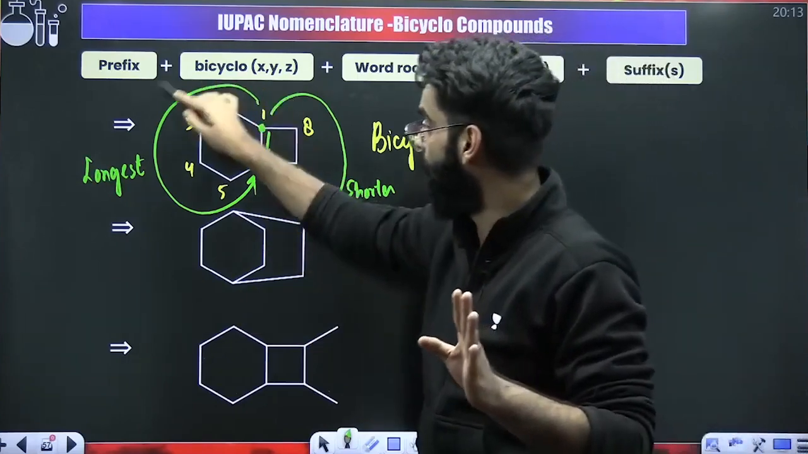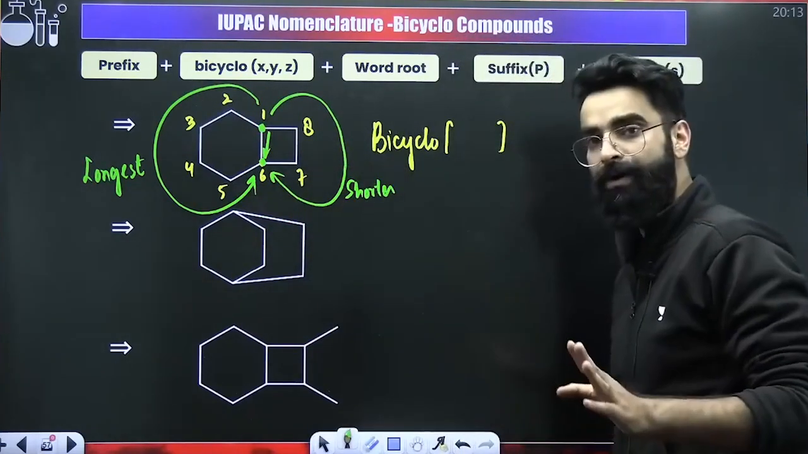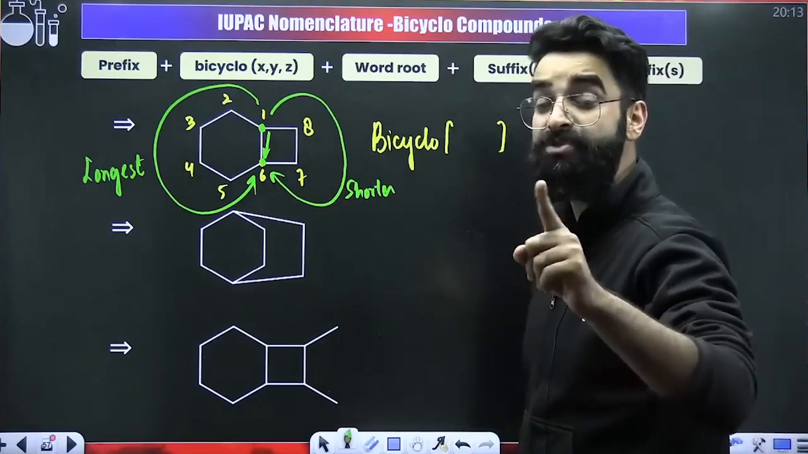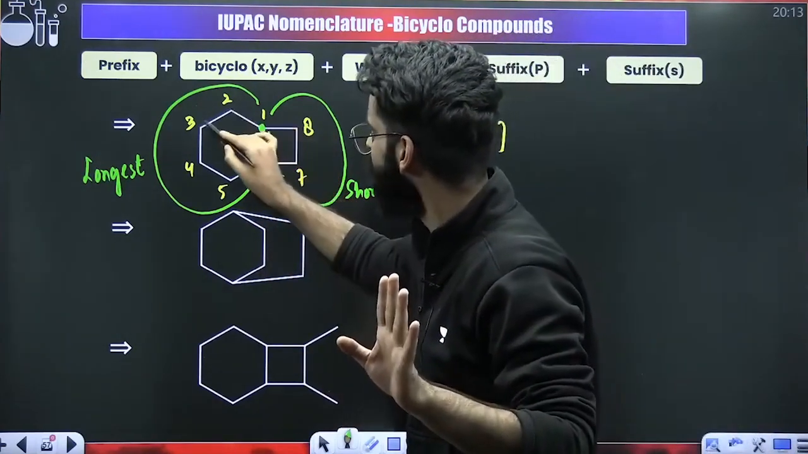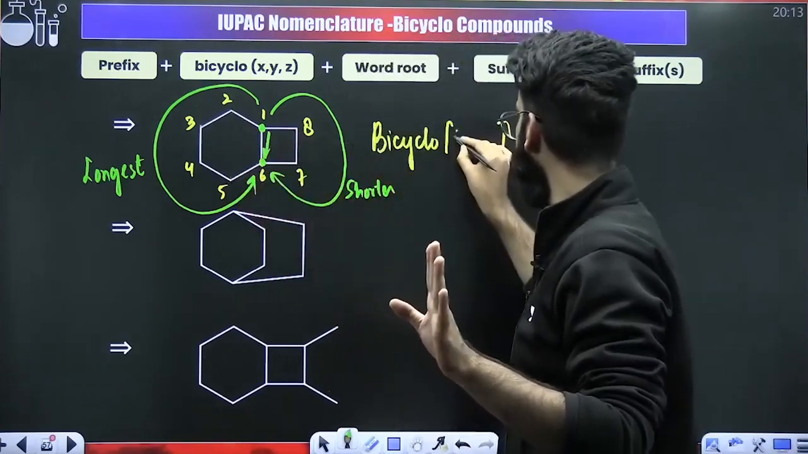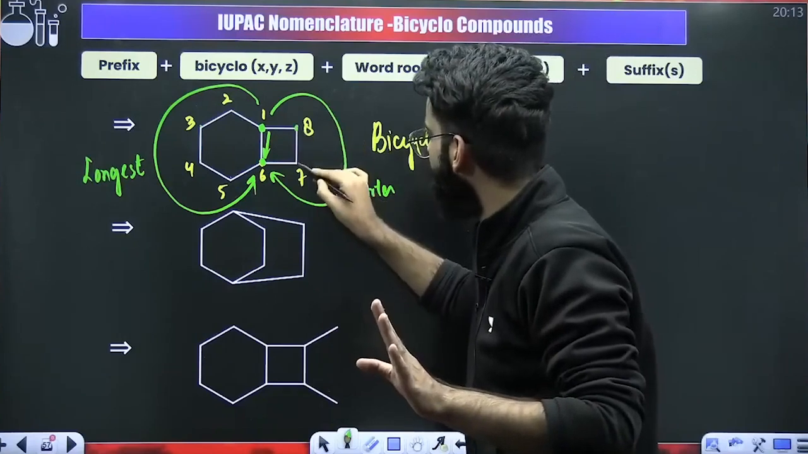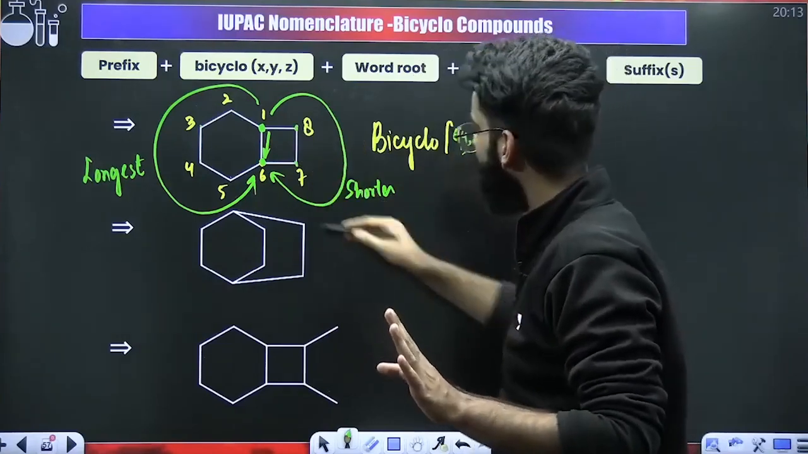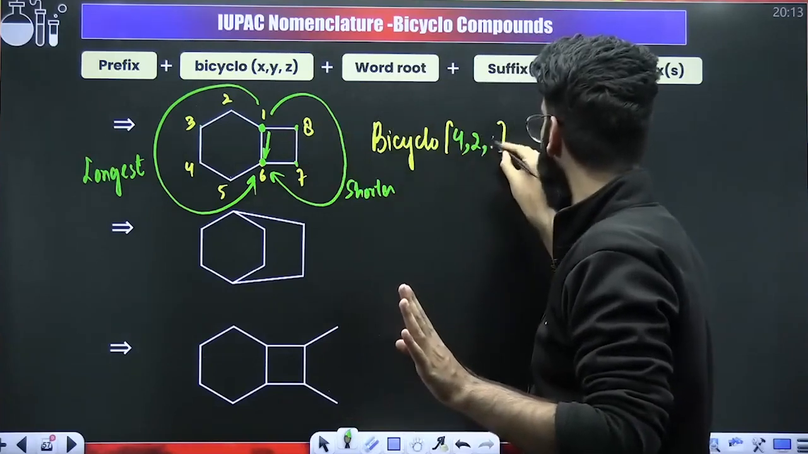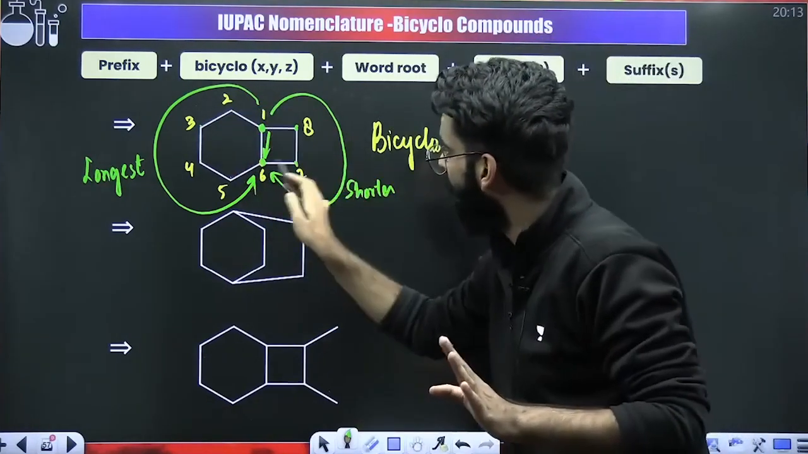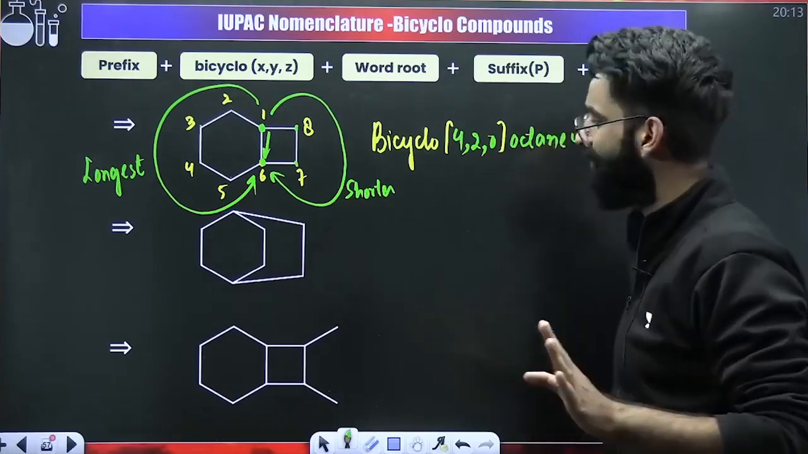Longest, shorter, shortest. Now, how many carbon atoms do you see in the longest path, except the bridgehead carbons? 1, 2, 3, 4. Write 4, comma. Shorter path: 1, 2. Shortest path: there is no carbon atom in the middle. So 4, 2, 0. Total how many carbon atoms? 8, so oct. Everywhere single bond. Done and dusted.